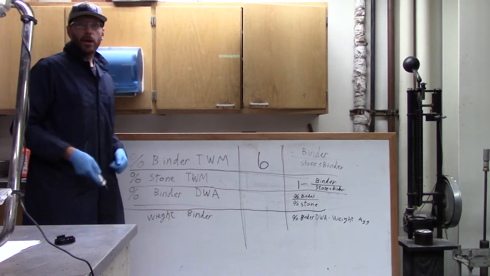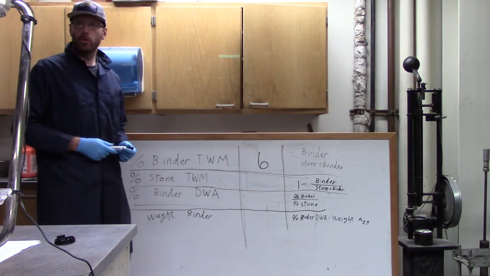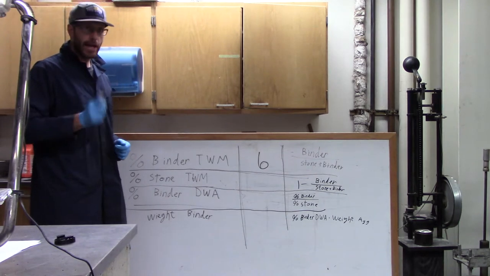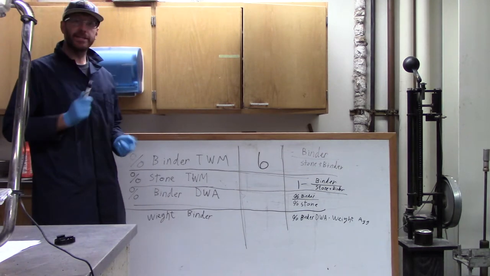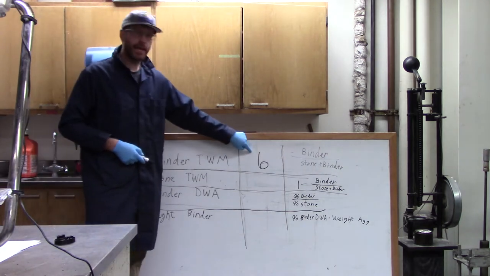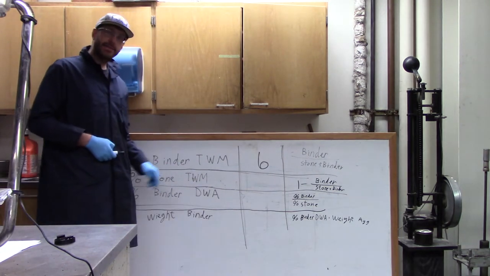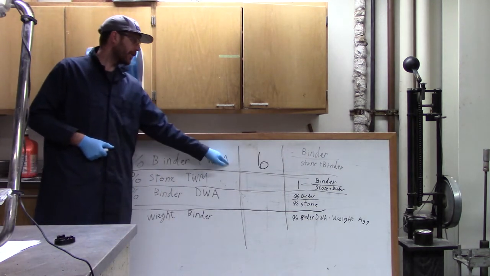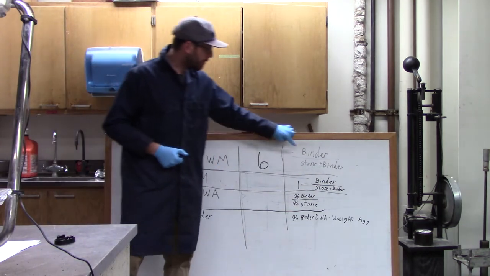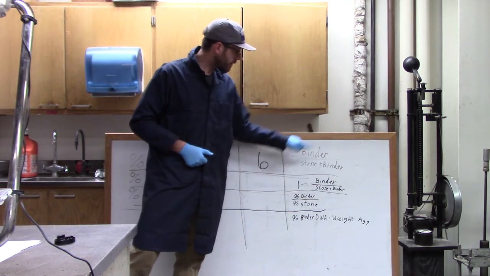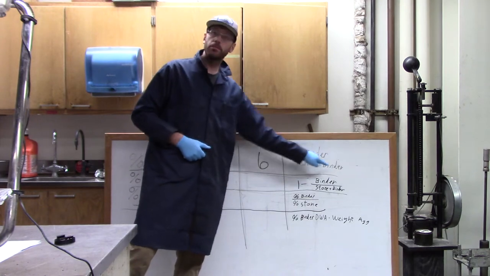Today we're going to be talking about how to calculate the proper amount of binder you're going to need to put in your asphalt mixture. So for today we've selected 6% binder as a percent by the total weight of our mix. So that's going to be the weight of our binder divided by the weight of our stone plus the weight of our binder.